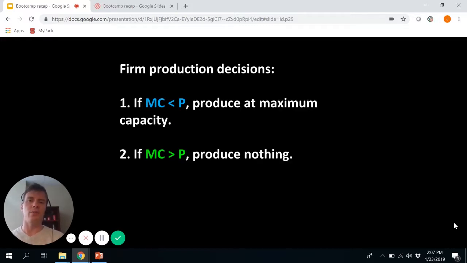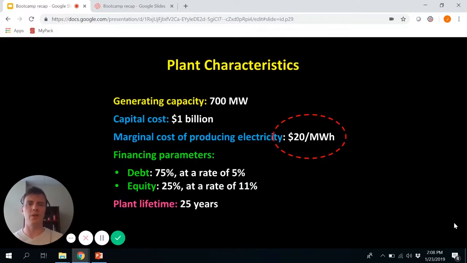Whenever we see that the marginal cost is less than the price, we're going to assume that the plant is producing at maximum capacity. And whenever the plant's marginal cost is greater than the price, we're going to assume that the plant produces nothing. So we do have some information to fill in here.